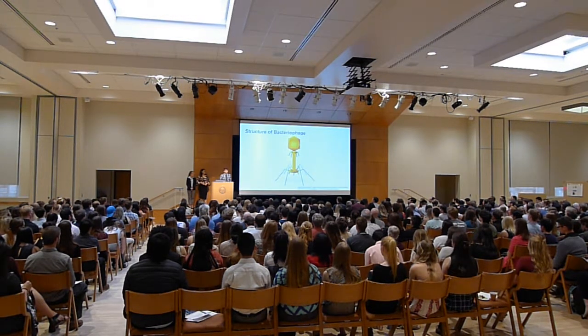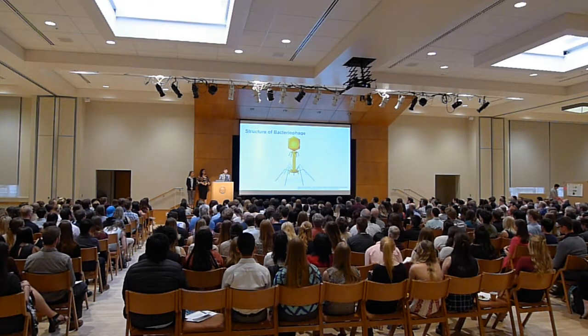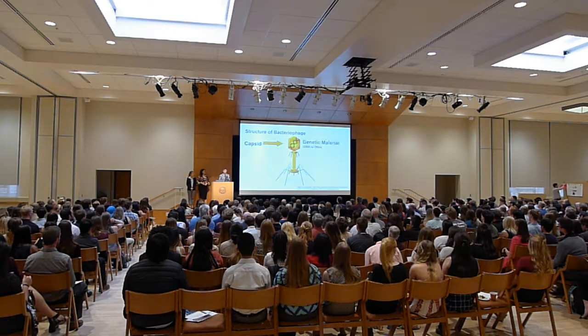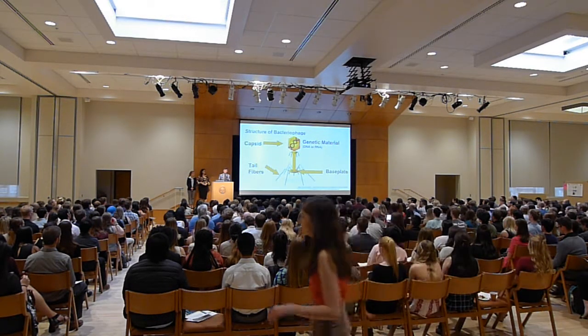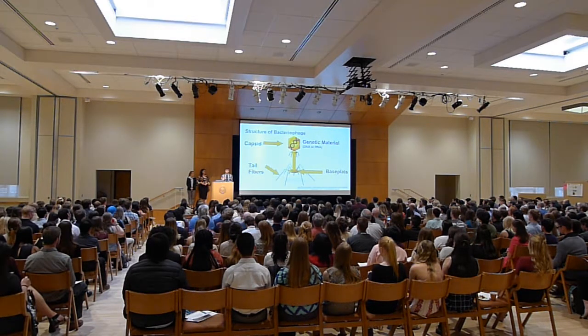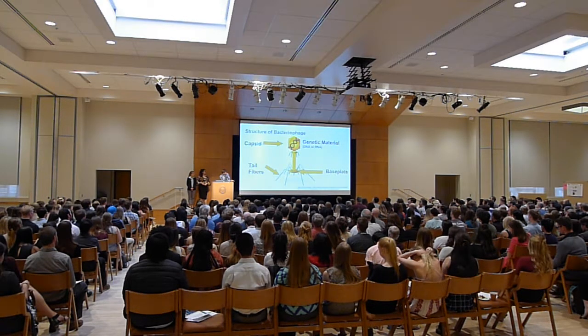So this is an artist rendering of a bacteriophage. The important components to take note of are the capsid head, which holds the genetic information of the phage, either DNA or RNA. Also the tail fibers, which recognize specific bacteria and then bind to them. And then finally the base plate, which, once the tail fibers have bound to a bacteria, creates a pathway for the genetic material to travel through the phage and into the host bacterium.